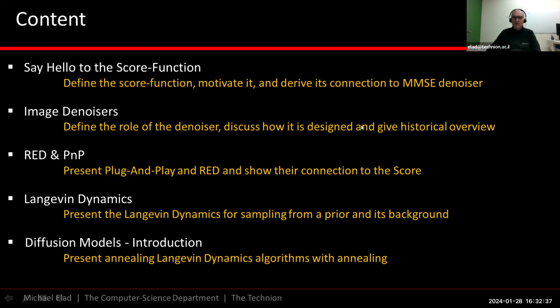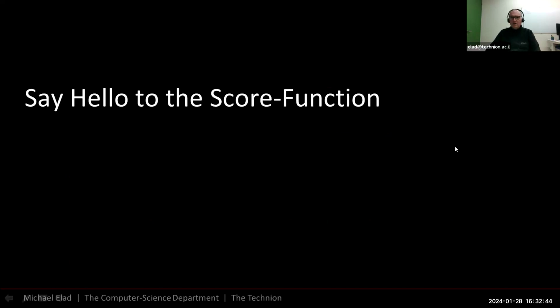So it's a long chapter. I'm not sure we will cover everything today. We'll just go with it and see how it goes. Okay. So let's all say hello to the score function. Let's see what it is.